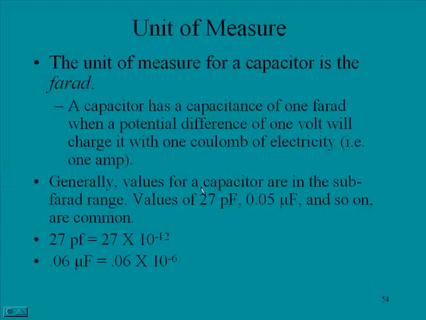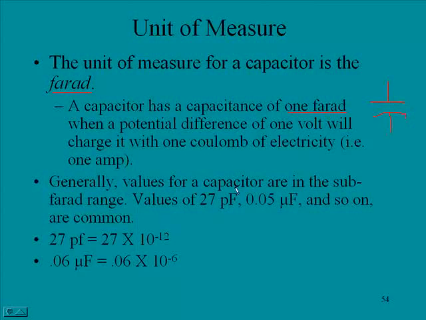Units of measure. The unit of measure for a capacitor is the farad. A capacitor has a capacitance of 1 farad when a potential difference of 1 volt will charge it with 1 coulomb of electricity, i.e. 1 amp. So, if we have this capacitor and we put 1 volt across it, and it is capable of holding 1 coulomb of electricity, i.e. electrons, we will say that it has a 1 farad capacitor.